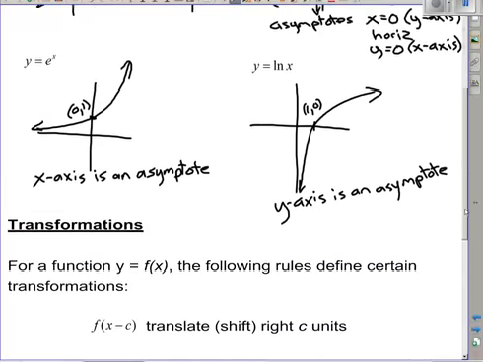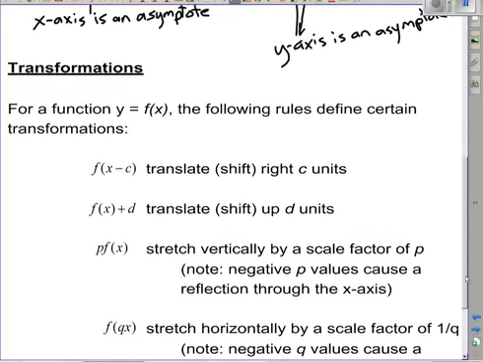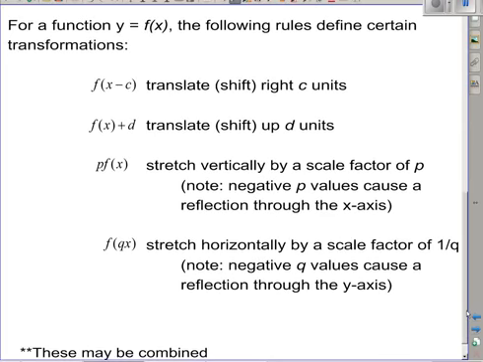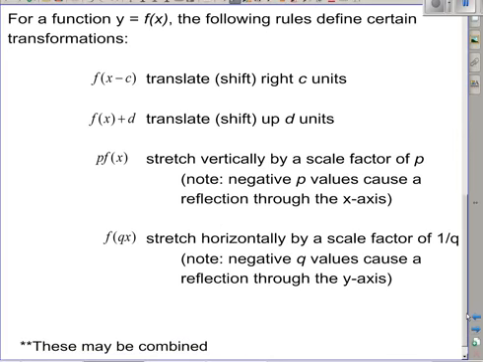Transformations. Okay, so these are general rules that apply for those families of functions and for all functions. For function y equals f(x), the following rules define certain transformations. f(x - c) is a translation of c units to the right. And by the same token, if you had x plus some number, that would shift it to the left. If you have a number tacked on to the end of your function, so f(x) + d, that's going to translate it up d units. By the same token, if it had been minus d, that would move it down.